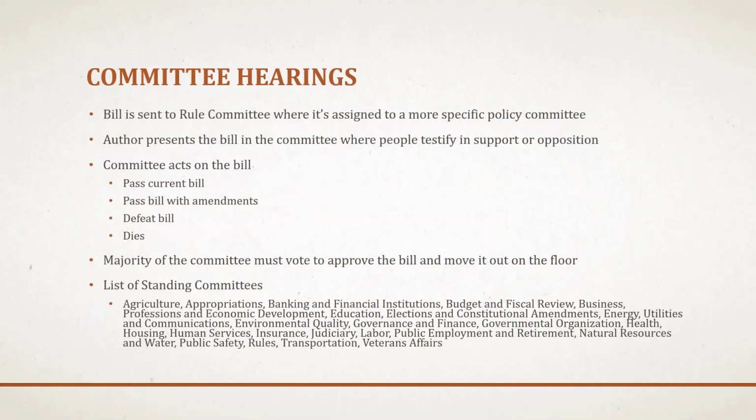And then once it goes into the committee, it goes to the Rules Committee. And the Rules Committee is where it's assigned to a more specific policy committee, right? So I have a listing of all of the committees on the bottom of this slide here. There's a whole bunch of different ones, and each assembly member or senator is assigned to a few committees, usually based on their prior background, right?